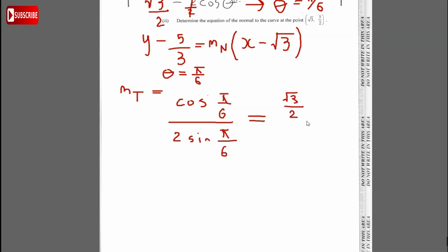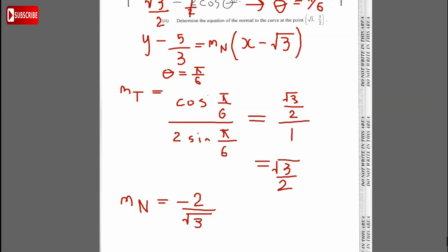And that's being divided by the sine of pi by 6, which is the sine of 30 degrees, which is a half, times 2 is 1. And so the gradient of the tangent is root 3 over 2. Now, since the gradient of the tangent is root 3 over 2, the gradient of the normal is now minus 2 over root 3. That's the gradient of the normal, minus 2 over root 3.